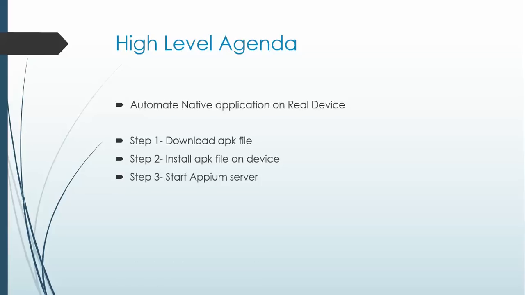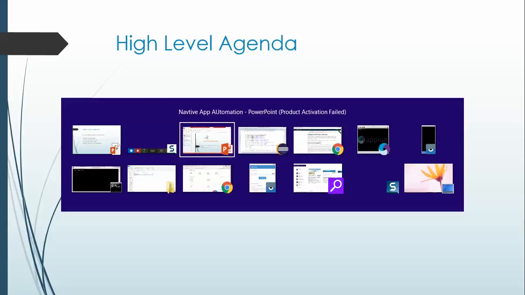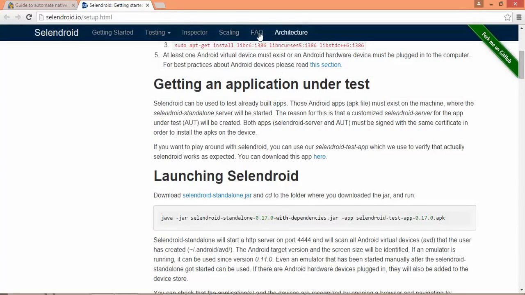Then we'll start the Appium server. This Appium server will extract some details that are required to run your automated test. And once you get the details, we'll finally write a small program that will launch that application and do some operation. So this is the site, selenroid.io setup.html.